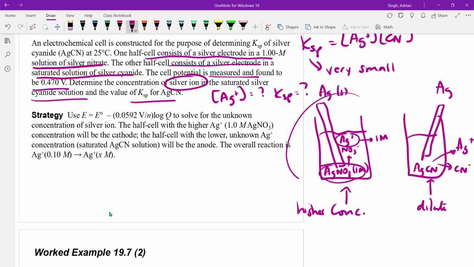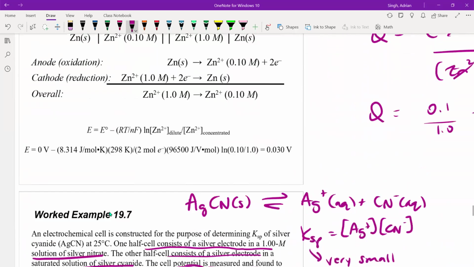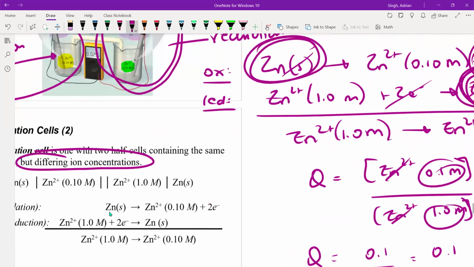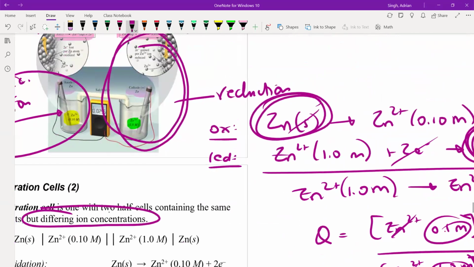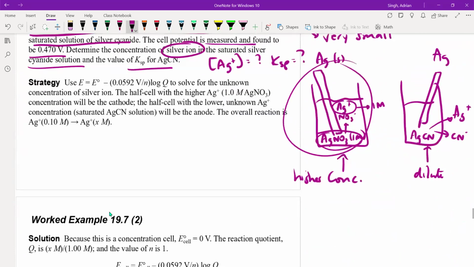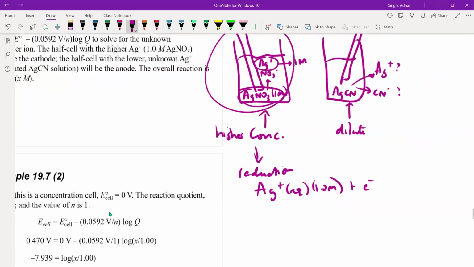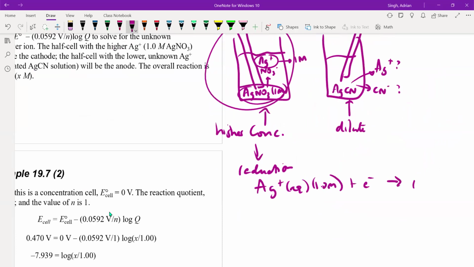So the half cell with the higher concentration, which is the one here on the left, if you remember back from what we talked about previously, we would have reduction happening at the higher concentration. So here we'll have reduction occurring. So we'd have Ag plus, and this would be 1 molar, plus an electron to give Ag solid.